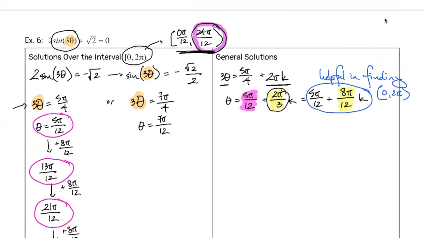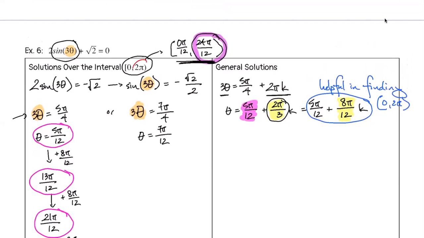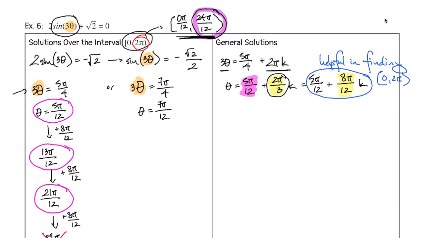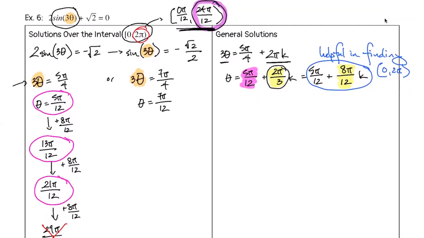Why is it 24 pi over 12? Because we only want to go up to 2 pi. Well, what is 2 pi as a fraction over 12? It's 24 pi over 12. Cool. Okay. So it's really important that we understand that reasoning, because in order to finish answering the question, we need to do the same thing again, but for the other solution, okay?